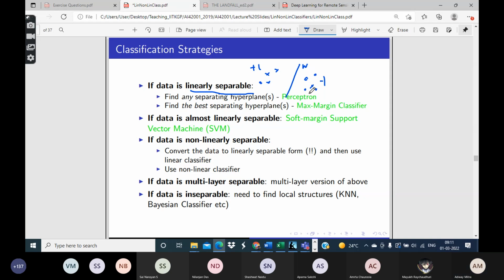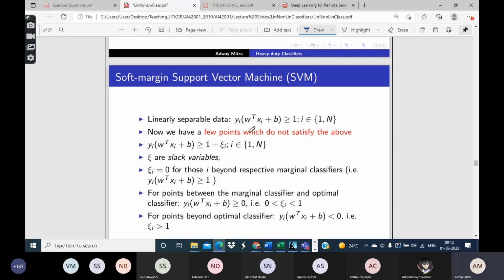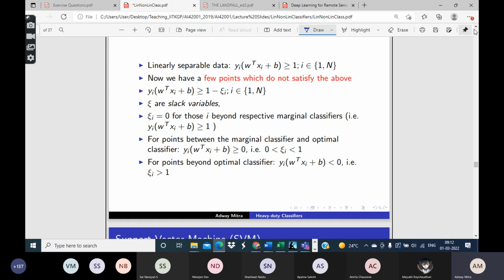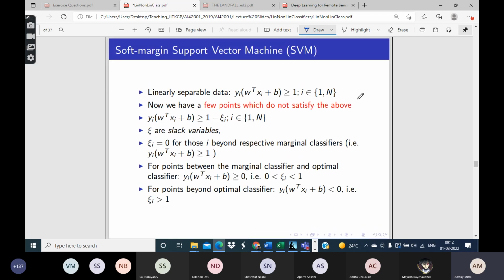Except for these, I will never be able to achieve 100% accuracy here with any linear classifier, because the data is not perfectly linearly separable. However, we also know that except for a small number of outliers, the rest of the points can still be correctly classified. So what do we do in such a situation? First of all, let us go back to the original condition, I mean the original SVM formulation.